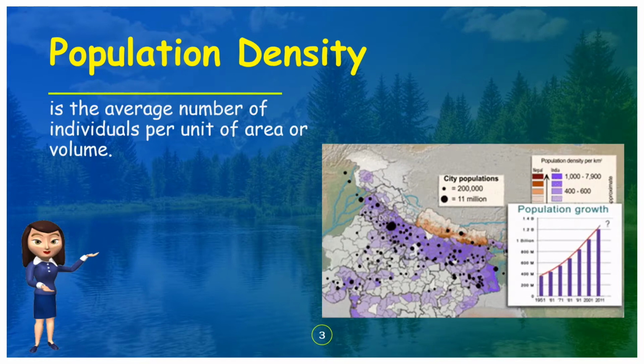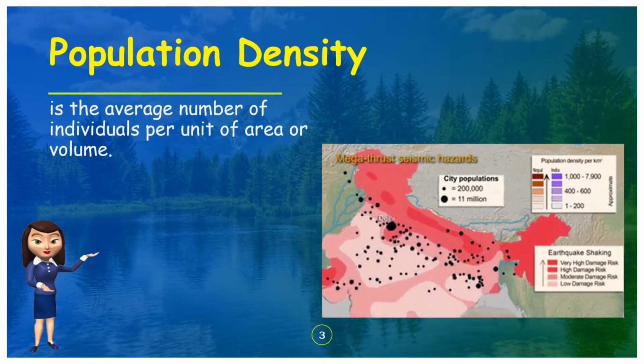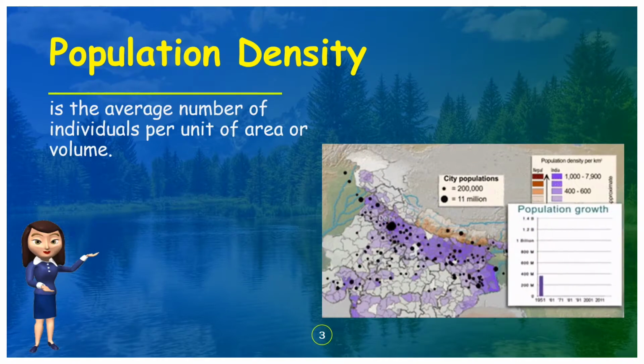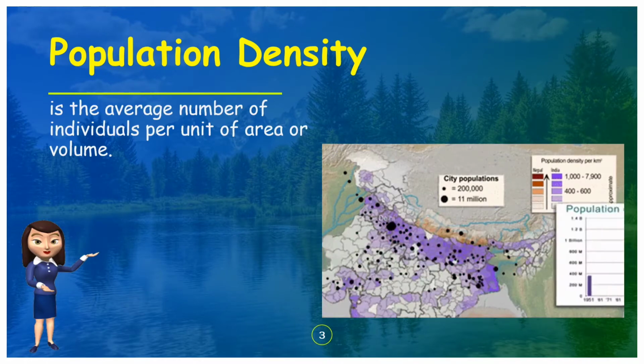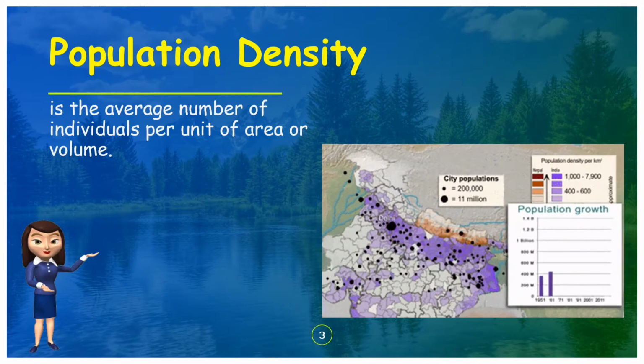Next is population density. Population density is the average number of individuals per unit of area or volume. For example, how many males live in Barangay San Jose? How many males live in Barangay North Bay Bolivar North? Or how many males live in Barangay North Bay Bolivar South? Because we are talking about unit by area.